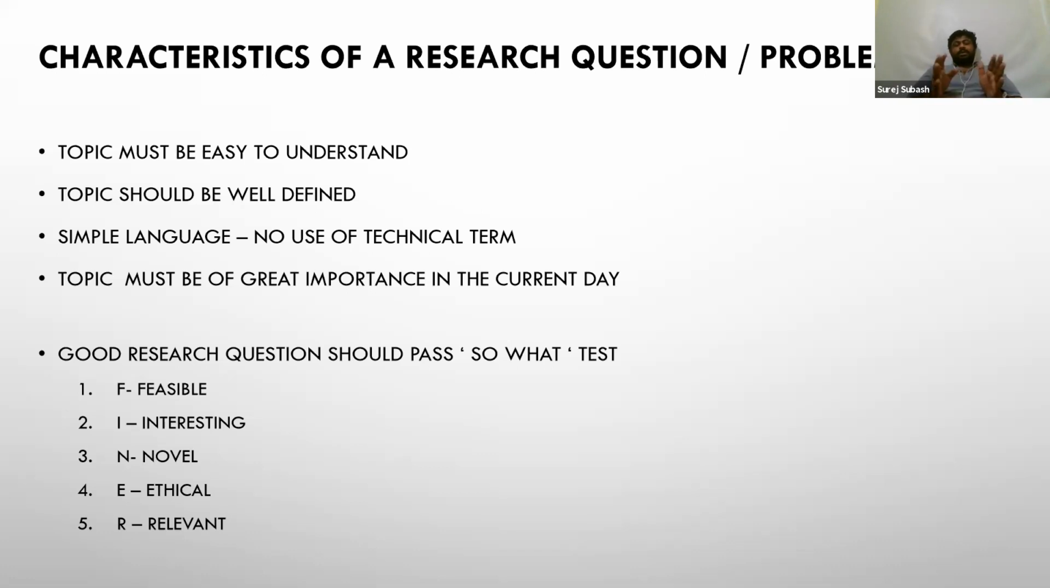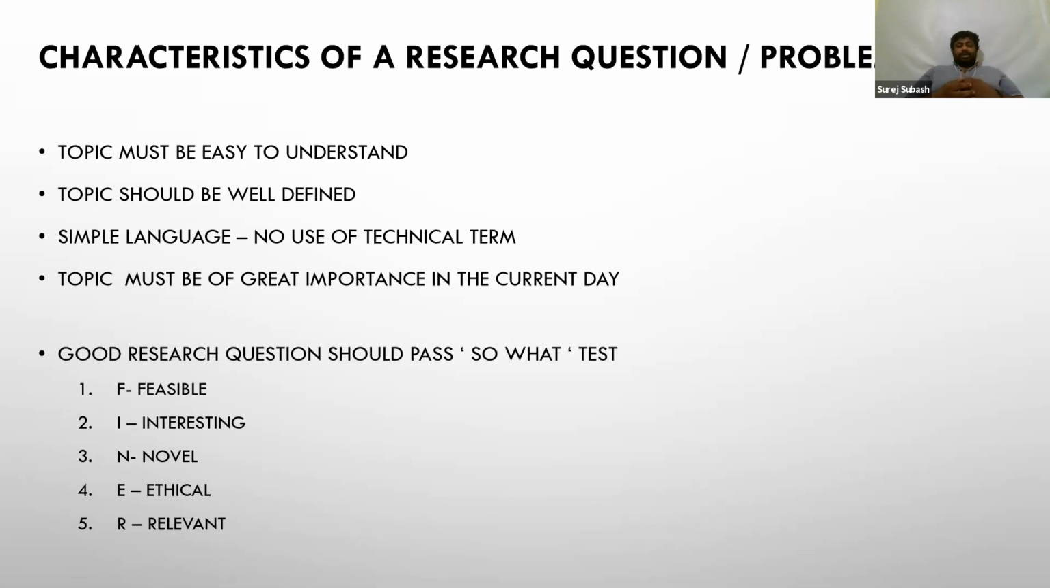So what means, first, whether it is feasible. Feasible means whether you have an adequate number of participants, technical expertise, and resources to do the research. Second thing is whether your research topic is interesting, that means whether what you're choosing kindles an interest in people. Third one is it's novel. Novel means it should be something new. It should refute or confirm previous findings, and it should provide new information.